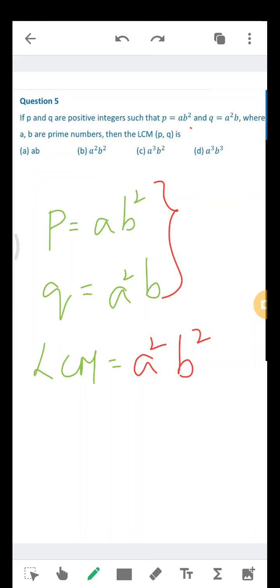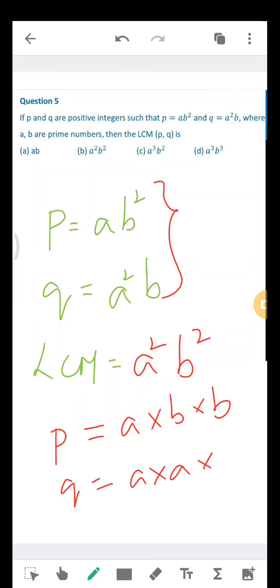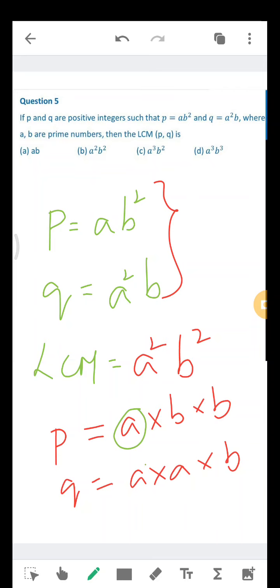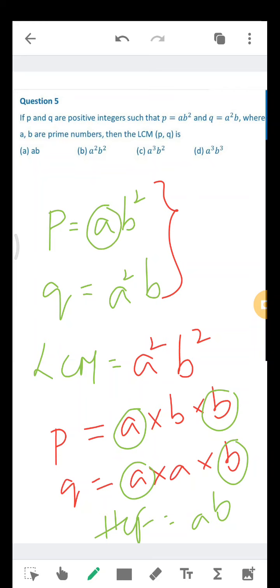Now here he is not asking to find HCF, but still we'll learn how to find HCF. For the highest common factor, you can write it in this way again, A into B, like you do for numbers. Same thing you have to do for this also, A into B. Split them. Now what's common in both? You just circle it. A is common once and B is common once. So what will be the HCF of this? HCF will be AB.